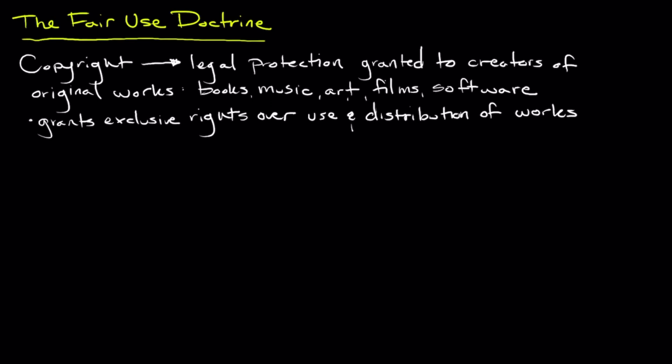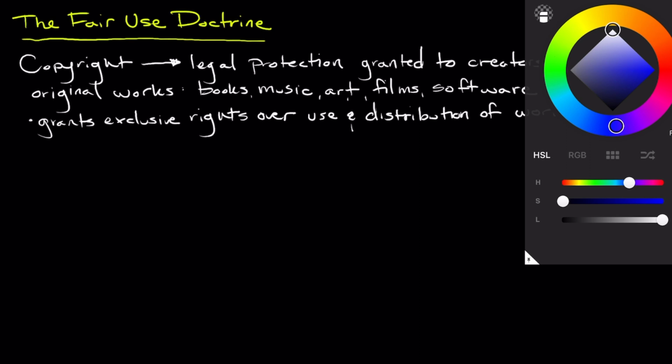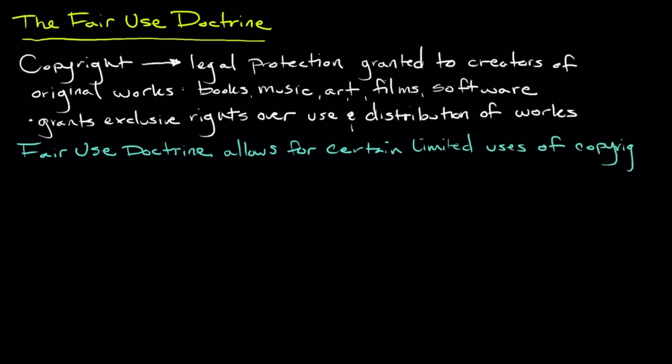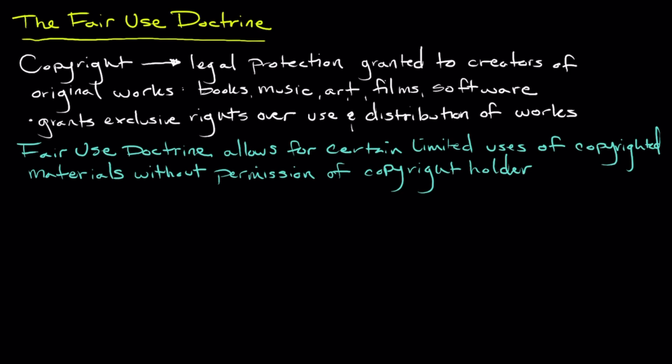Now, copyrights play a crucial role in encouraging creativity and giving incentives to artists as well as authors to produce new and original works. While copyrights grant creators a great deal of control over their works, the fair use doctrine allows for certain limited uses of copyrighted materials without the permission of the copyright holder. Fair use is a legal principle that recognizes the importance of balance between, 1, protecting the rights of copyright holders, and also 2, promoting creativity, criticism, education, and other socially valuable activities.